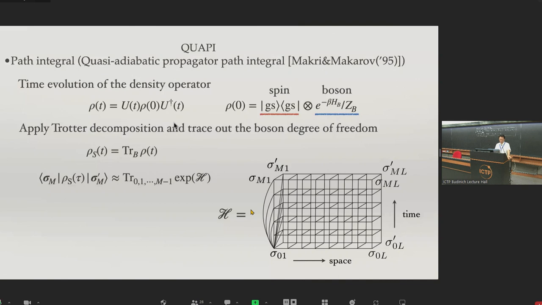Then we apply the Trotter decomposition to this density operator and trace out the boson degrees of freedom. The resulting reduced density matrix is given here. And this is effectively a classical system, a coupled two-layer classical system. This is the picture. And time evolution corresponds to the tracing of spin degrees of freedom from the discretized time steps 0 to m minus 1. M is the Trotter number. And in this picture, the horizontal axis stands for the space axis, and the vertical axis is the time axis.